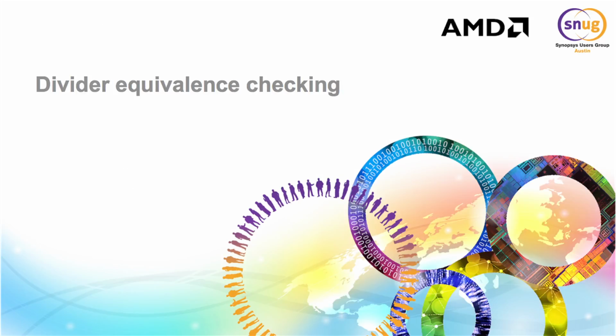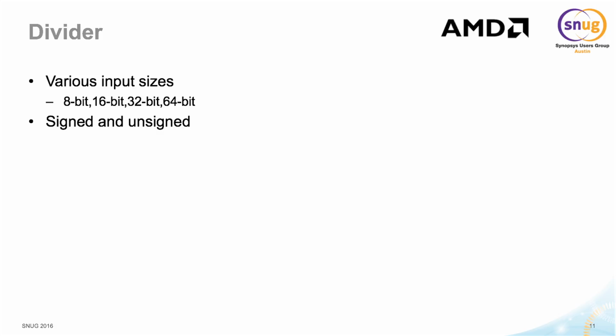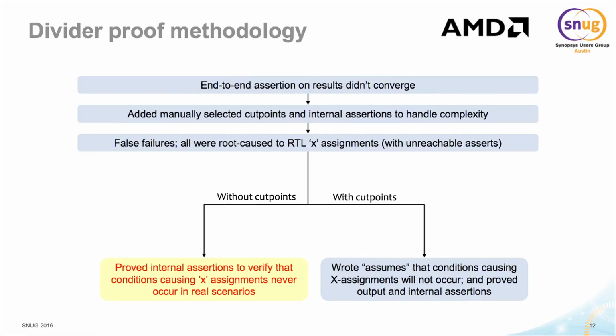Now I will go to details of divider verification. The divider also had various input sizes: 8-bit, 16-bit, 32-bit and 64-bit. Along with that, it worked in both signed and unsigned mode. Again, we used sequential equivalence checking to verify the divider. Unlike multiplier, in this case we had an already proven divider as a reference model. The end-to-end proof did not converge, and then we moved to the assume guarantee method just as we did with multiplier.